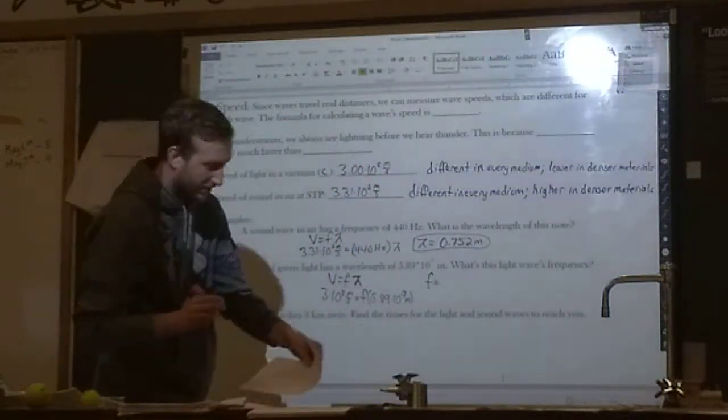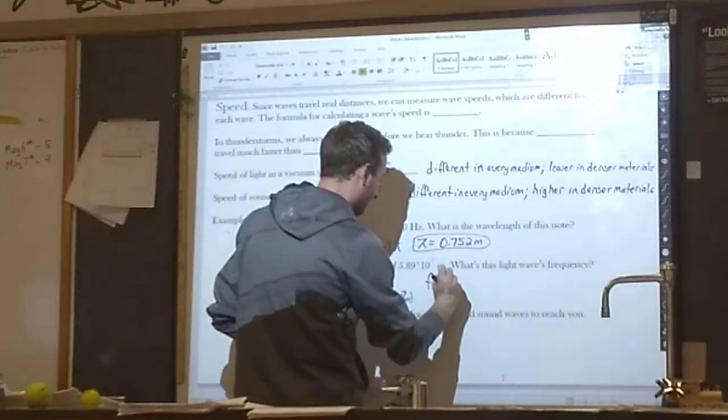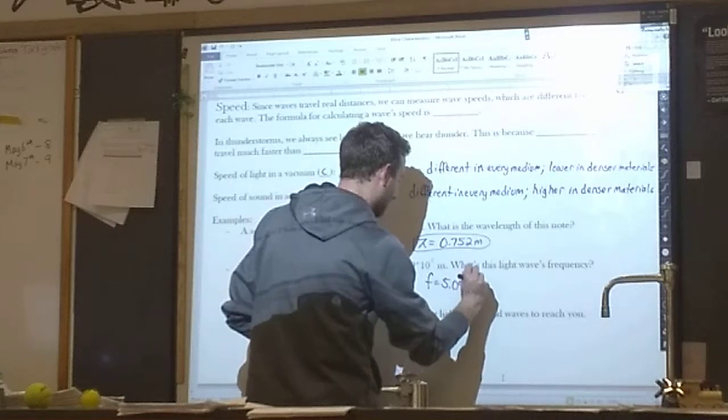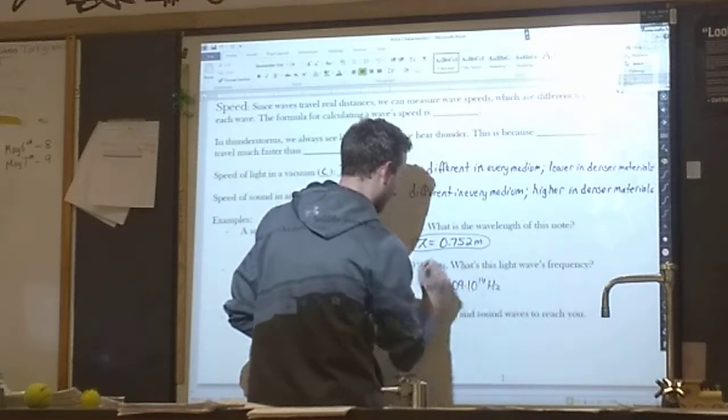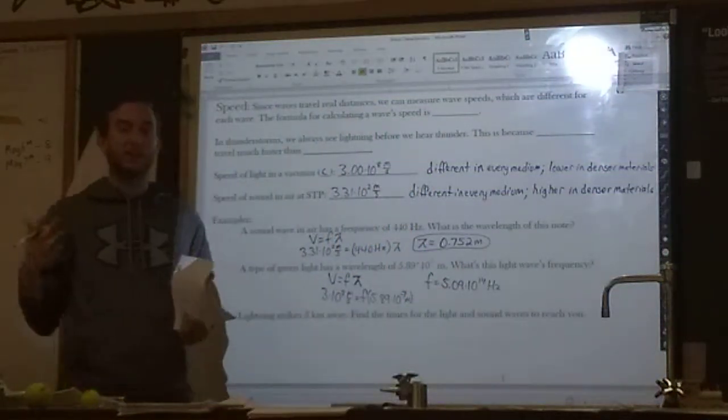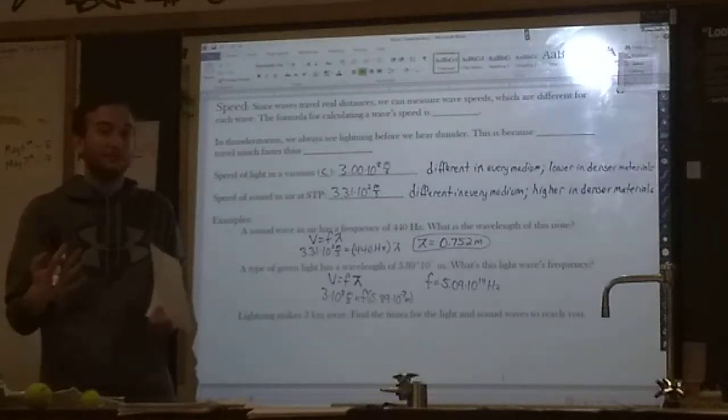You divide these two, you get a frequency of 5.09 times 10 to the 14th hertz. And if you seriously don't know how to use your calculator, please just ask. I'll show you how to do it. You got to pay attention.